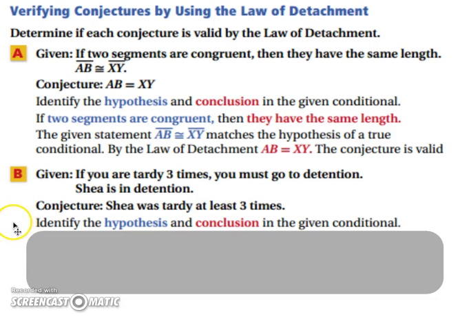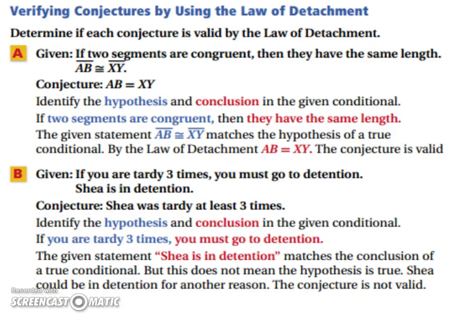Okay, well, let's look at B. If you are tardy 3 times, you must go to detention. Shay is in detention. The conjecture is Shay was tardy at least 3 times. Shay is in detention refers to the conclusion of your conditional statement. If you are tardy 3 times, then you must go to detention. Well, you are tardy 3 times is your hypothesis. Shay is in detention, or somebody is in detention, is your conclusion. So therefore, it's not following the law of detachment, so it's not valid.